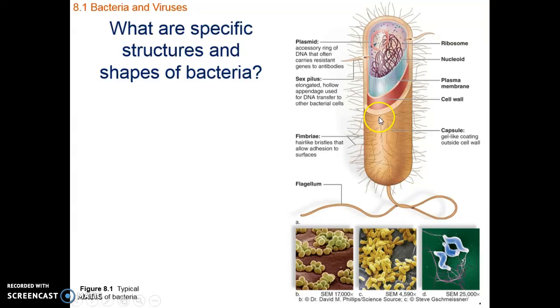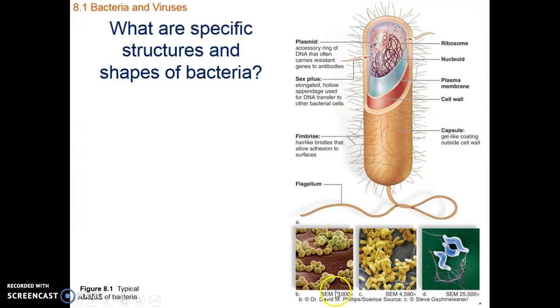The capsule, this brown component here, is gel-like, it's sugary, and it will coat the entire exterior of the bacteria cell, and that actually causes it to be slippery to the white blood cells. And so they can avoid the immune system. And then some cells will have a flagellum, this little tail-like apparatus, and that allows it to swim, basically, to propel it through the environment. This can also help an organism be pathogenic.